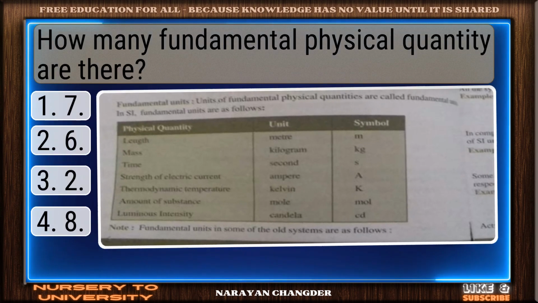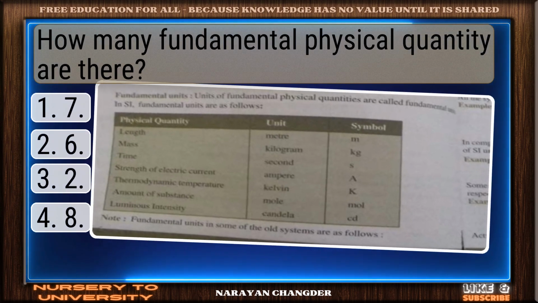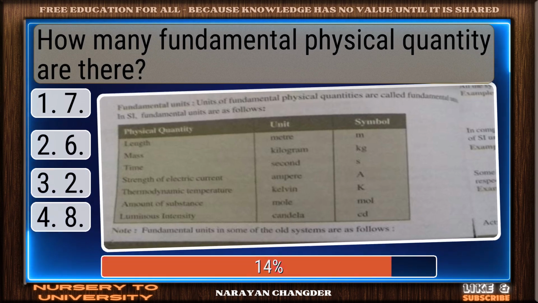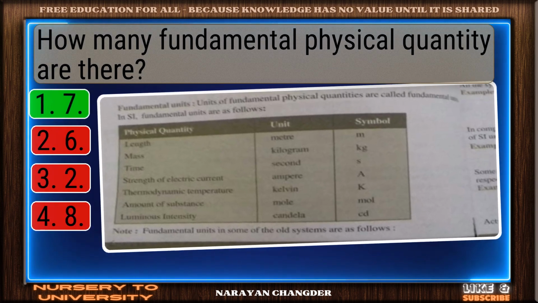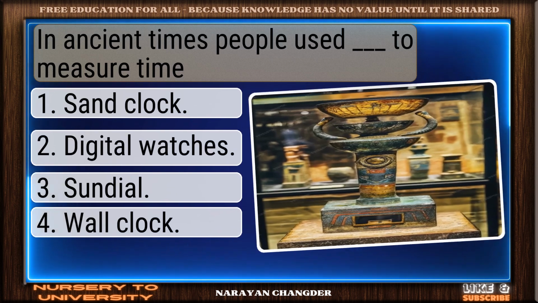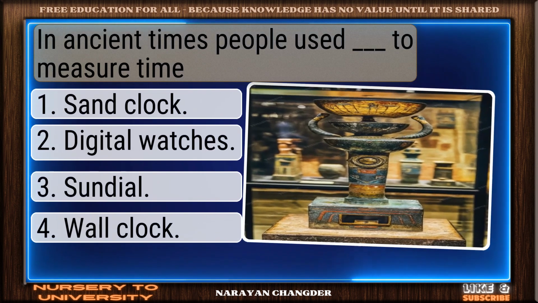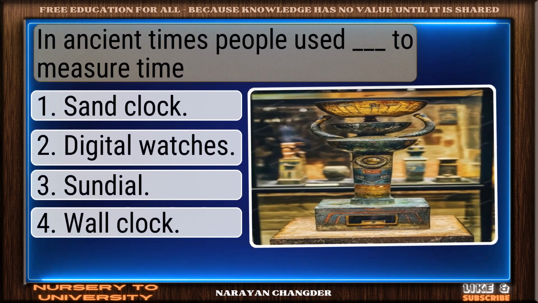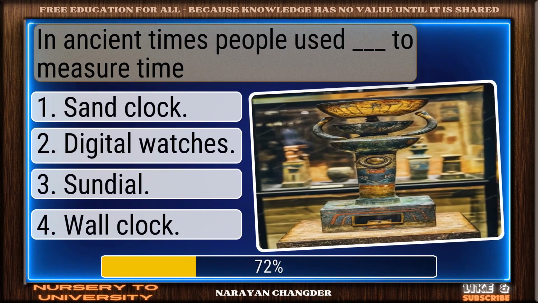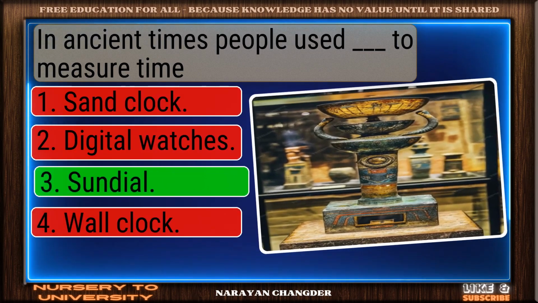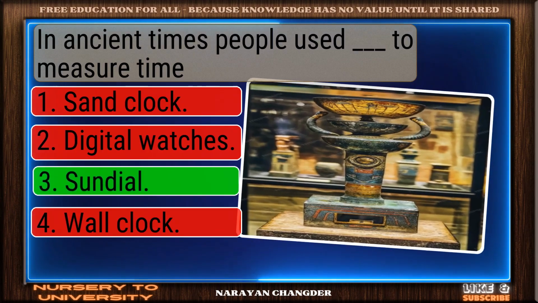Question number 5. How many fundamental physical quantity are there? Smart pick. 7 is the correct choice. Question number 6. In ancient times, people used dash to measure time. On track. Sundial is the correct answer.